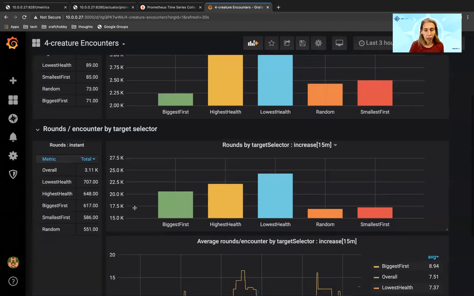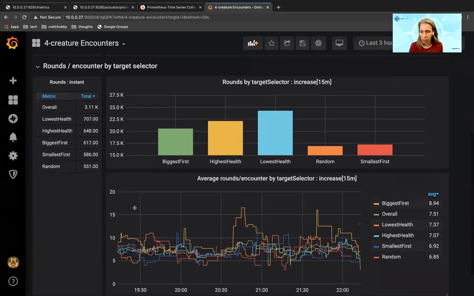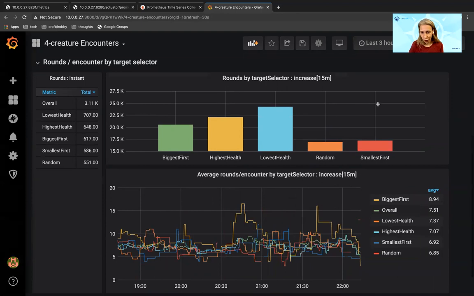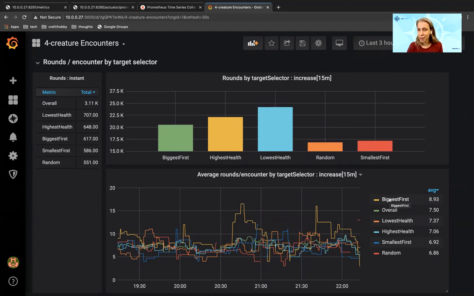And then we have the rounds per encounter. And when I'm talking about target selector, I mean like, how am I choosing who the next person to hit is, right? Here it is. So you can start to see, if they try to pick the biggest first, that's what makes the match take the longest.